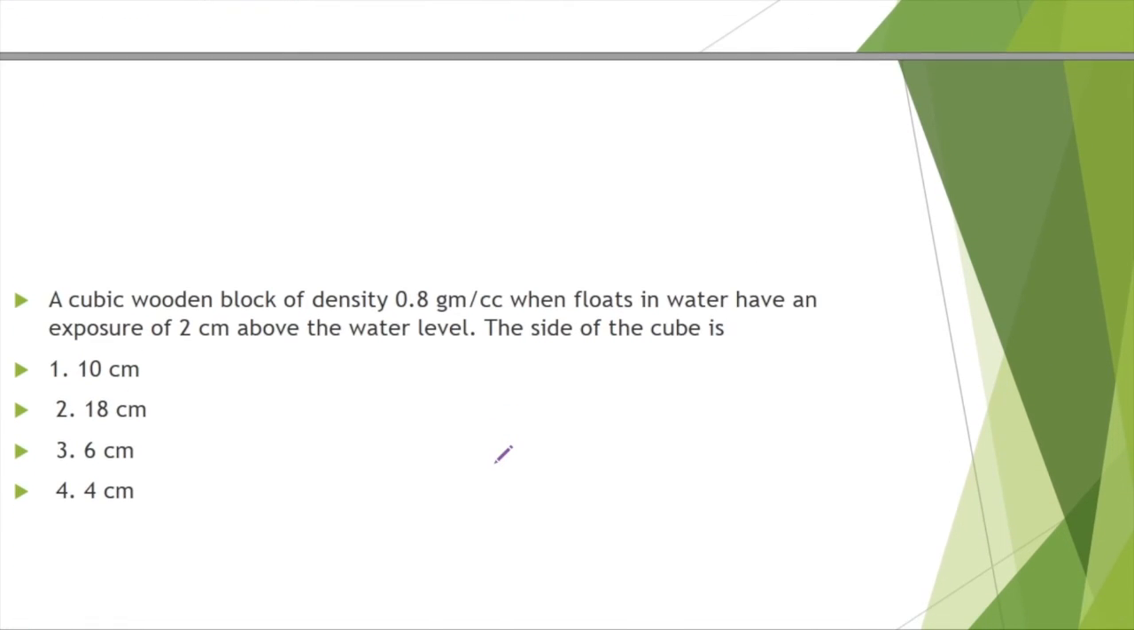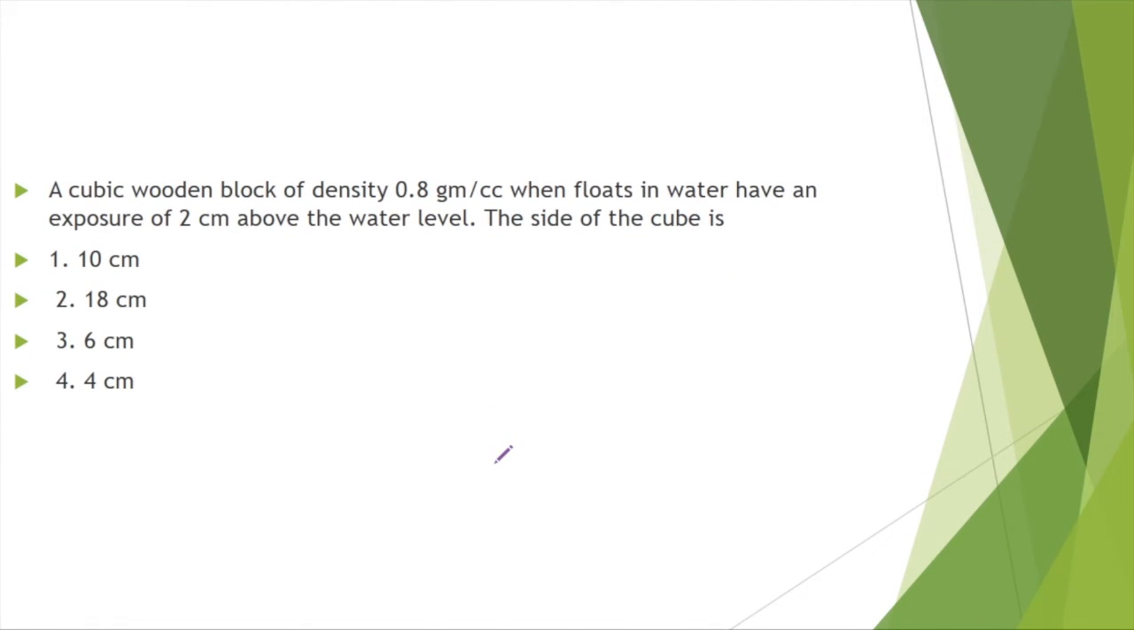Now moving to the next question. So it's a numerical type question and it's very easy, believe me. So the question is, a cubic wooden block of a density 0.8 gram per centimeter cube, when floated in the water, has an exposure of 2 centimeter above the water level. The side of the cube is, now we have to find the side. Okay, so it's very easy.